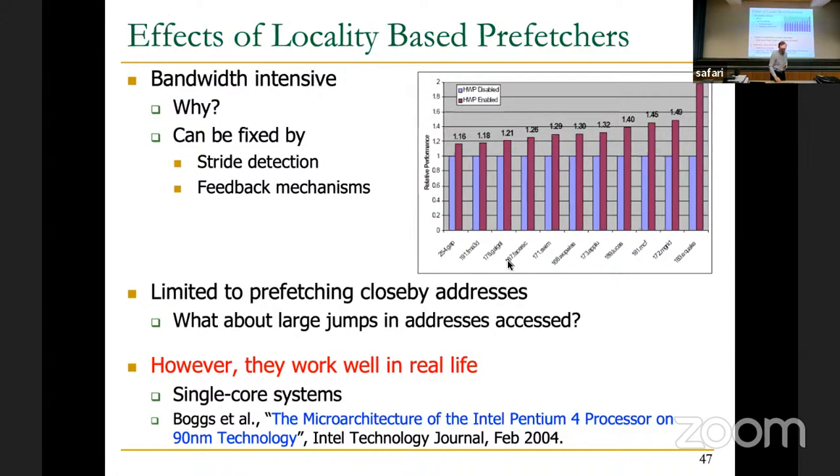Another downside of this sort of prefetcher is it's limited to prefetching close by addresses. As you have discussed, right? If you go to A plus 5,000, you're not going to predict that. But you can augment this with large stride detection. Again, that complicates the prefetcher. So you need to have hybrid prefetching mechanisms, and we will see that that's going to be increasingly the case. If you really want to prefetch far away addresses, you need to have some other method. But as I said, they work well in real life.